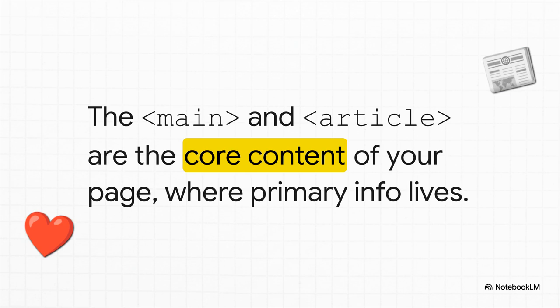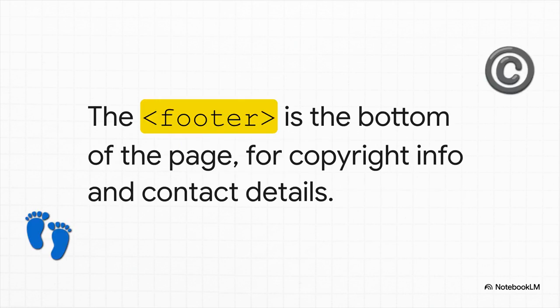Now for the main event. The heart of the page is the main element. This wraps all the unique content that makes this page special. And inside that, you might find an article tag, which is perfect for a self-contained piece of content, like a single blog post or a news story. And then, to wrap it all up, you've got the footer at the very bottom of the page. This is the perfect spot for all that concluding information. You know, copyright notices, contact info, and those little links to things like privacy policies or terms of service.